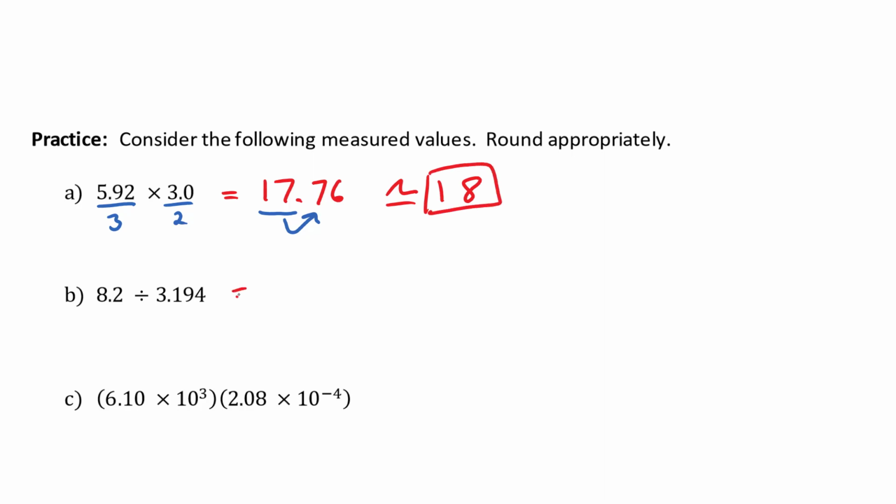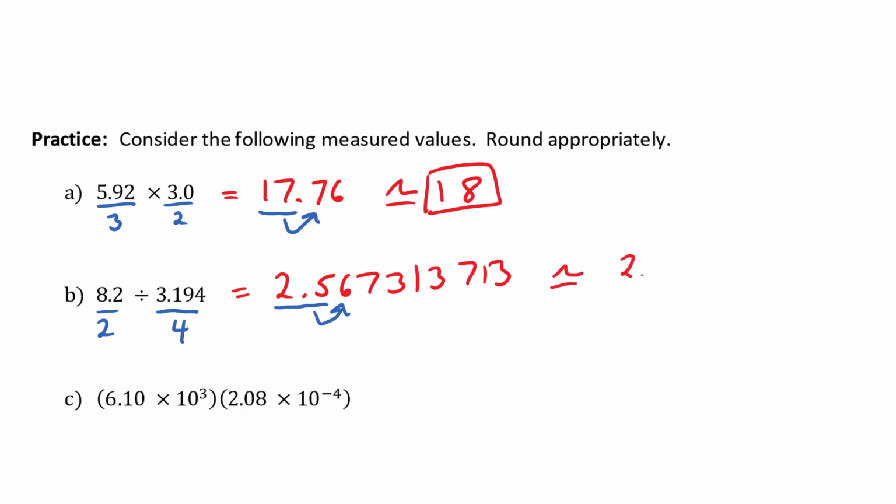Next up, in this case, we do 8.2 divided by 3.194. We put down all the digits from our calculator. We're not rounding off. Now we're going to round off. Let's look at this. We have 2 significant figures. We have 4 significant figures. This is rounded off to 2 significant figures. This becomes 2.6.